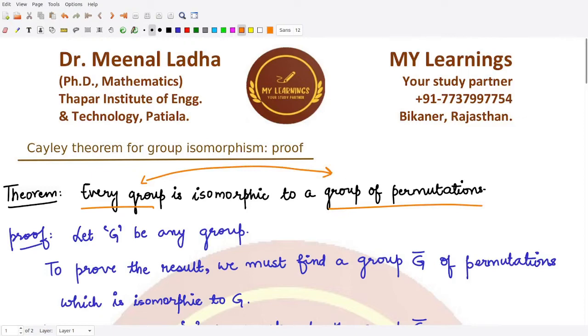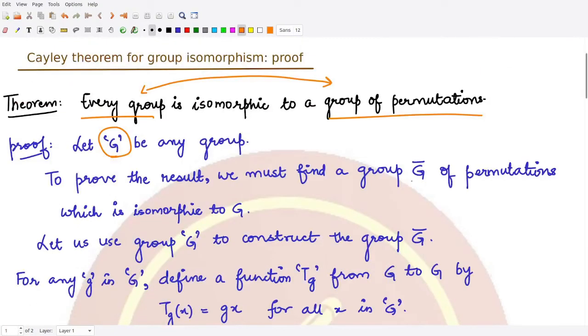So for that, let's assume that the given group is represented by capital G. Now, in order to prove the result, we need to find some group G bar of permutations such that it is isomorphic to the given group G, right? So we are given a group G, and we will make use of this group in order to construct the group G bar. Watch carefully how we may construct this group G bar.